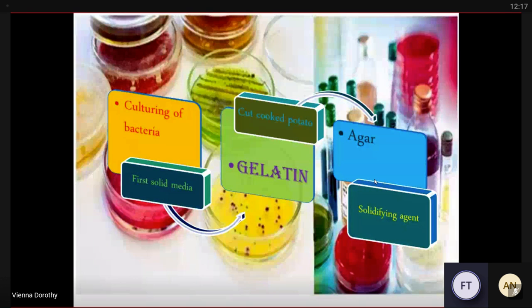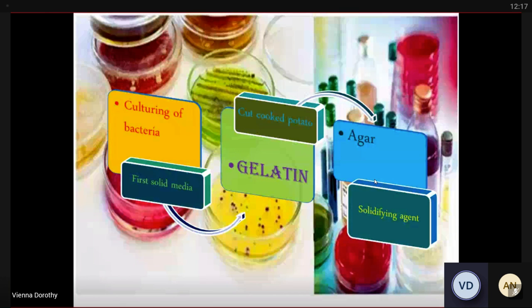Yes, very good. Gelatin had certain disadvantages, like above a particular temperature. If you increase the temperature of gelatin, it would not remain solid. It would start liquefying above 25 degrees centigrade. Like ice cream: you keep it in the refrigerator, it remains solid, but if you keep it outside for long, it starts melting, even at room temperature. The same thing happened with gelatin also.